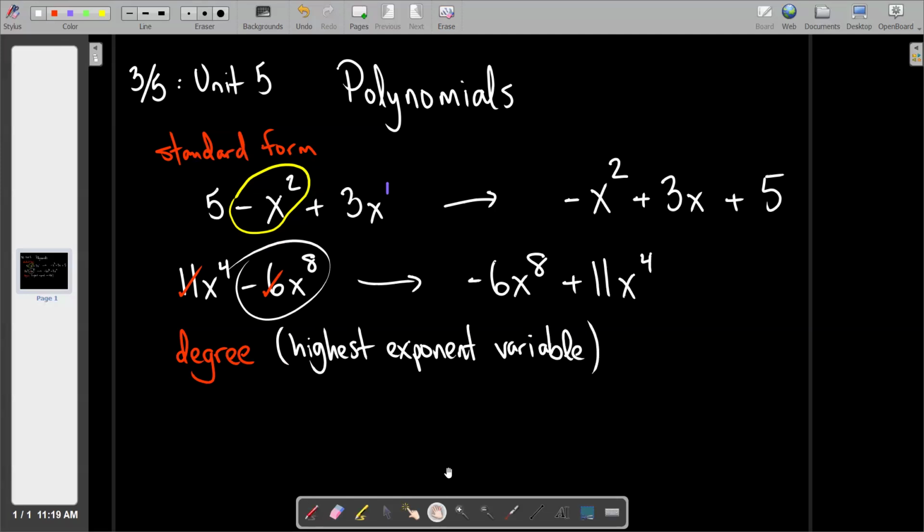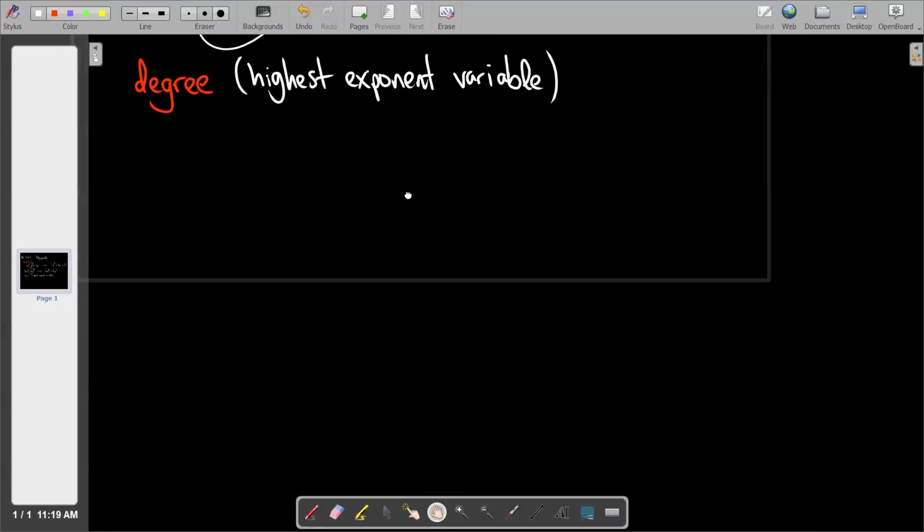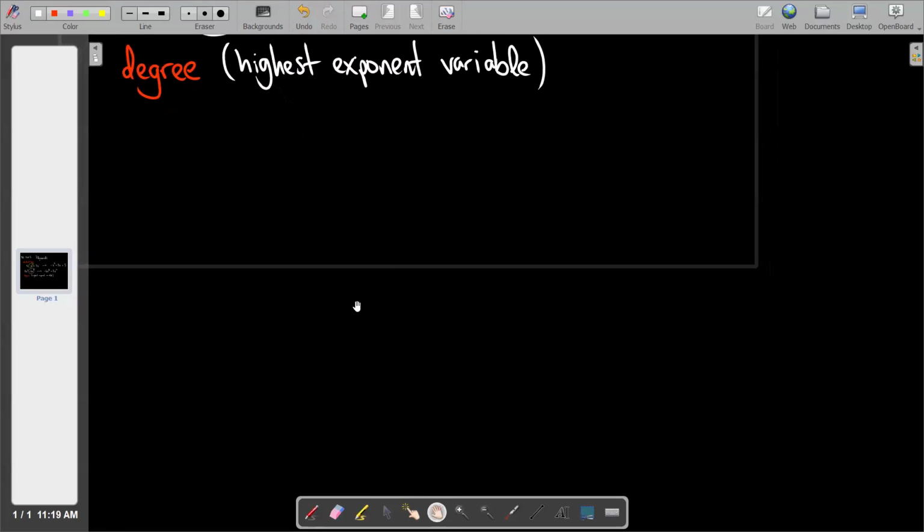So the degree of a polynomial is decided by the highest exponent variable, or the highest variable that you see on an exponent. So let's do 5x minus 10x to the fourth plus 3x squared. What's the degree of this polynomial?